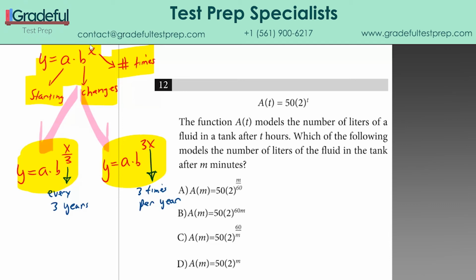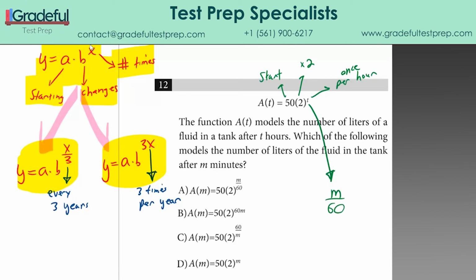So let's go ahead and apply that here. This is saying that we're starting at 50 liters of fluid in the tank. It's going to be doubling every time period, and that's just going to happen every t. If t is in hours, that's once per hour. Nice and straightforward. Now, if we're doing that in minutes, if it's happening once per hour, then that would mean it's happening once every 60 minutes. So that exponent in minutes would be m over 60.